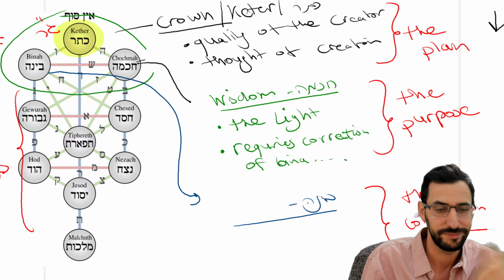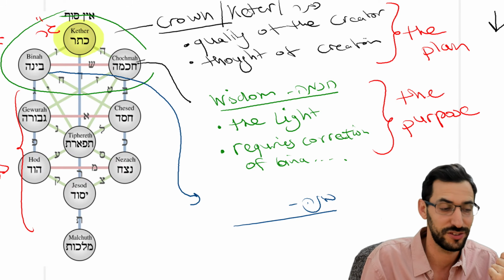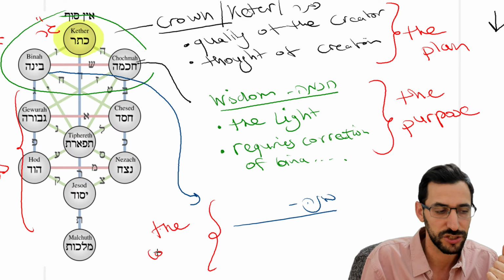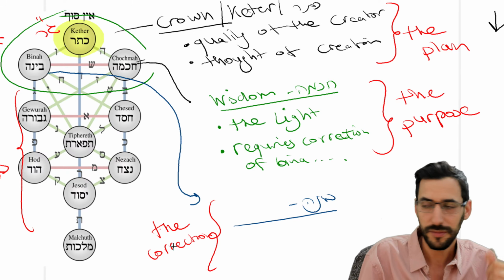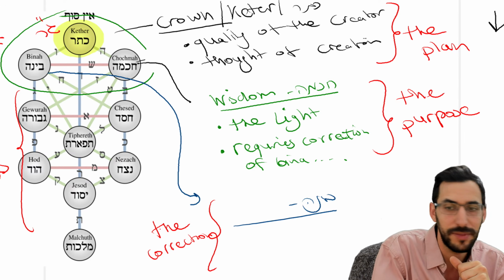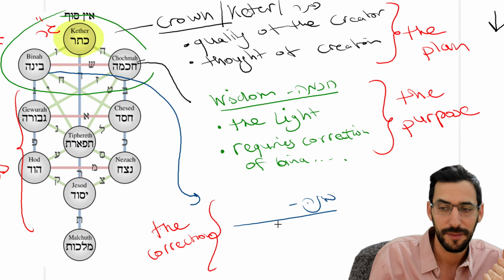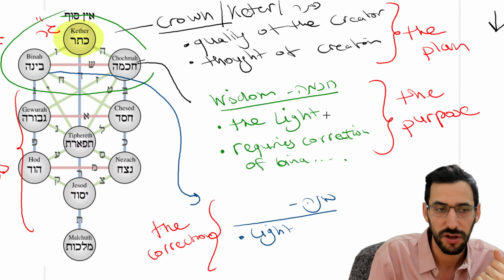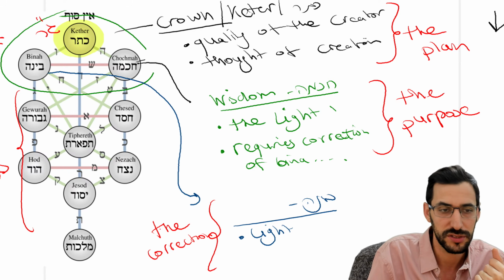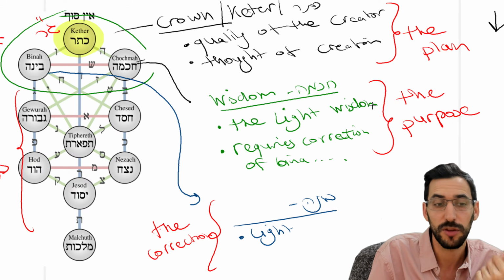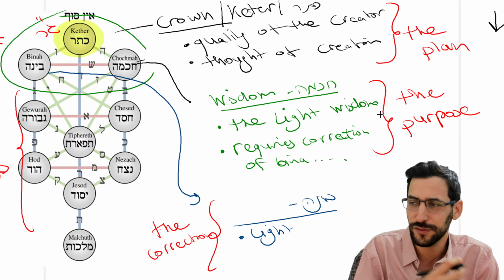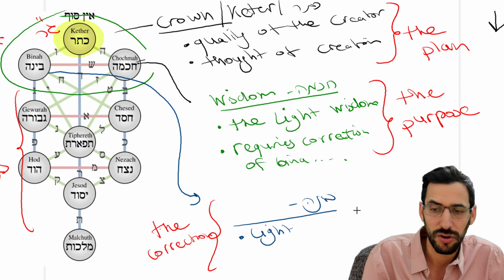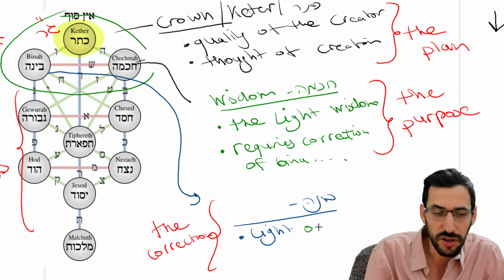Maybe I'll do a service to you guys. You can see what I'm writing, and I'll write it here. So Bina, we said, is the correction. Okay, so what does it mean? What's the quality of Bina? Like we said, it's the light. So if this is the light of wisdom, you could say that's the purpose, to receive the light in its fullest, with all of its wisdom, with all of its potential. So Bina is the light of correction.